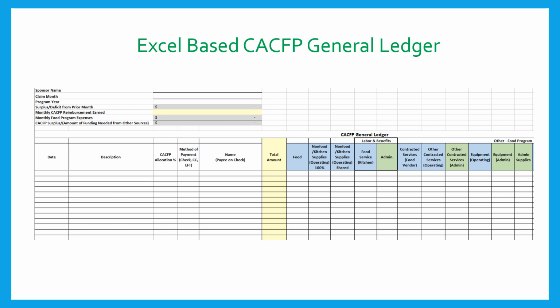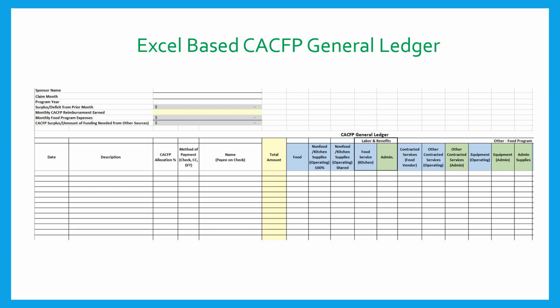This means payroll for work performed in October, food used in October, utilities consumed in October, lease expense for the month of October, etc., regardless of when the cash actually changes hands. This provides the most accurate picture of how CACFP reimbursements are being used over the course of the federal fiscal year and results in the most accurate depiction of CACFP surplus and deficit. Over the next few slides, we'll go over how to enter sample data and transactions into this template.